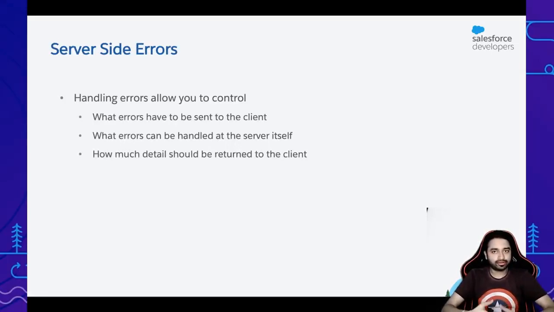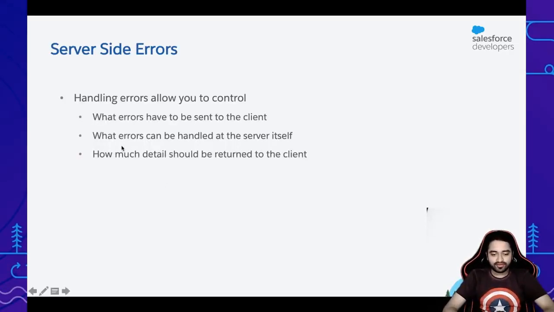So that was a choice that I could take. That means it allows me to control what has to be sent to the client and what errors have to be handled on the server itself. So let's say there is an exception with a third-party callout that you make. You might want to handle the callout exception within Apex and just return a very simple error string to the front end, saying, okay, please try again.